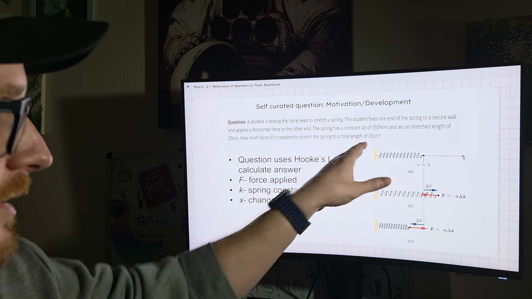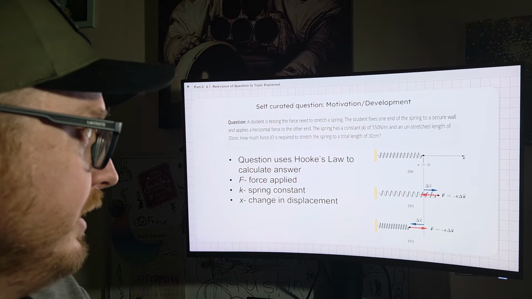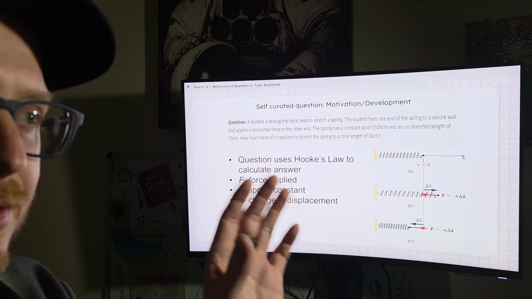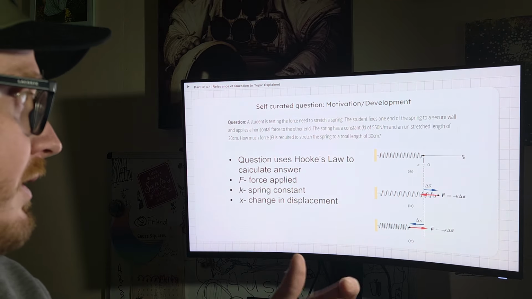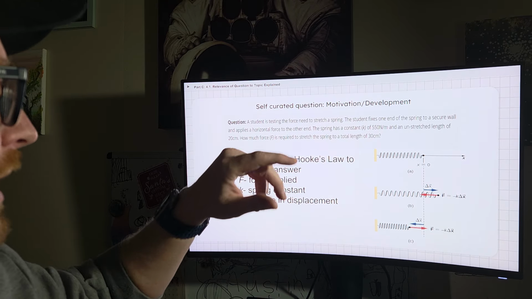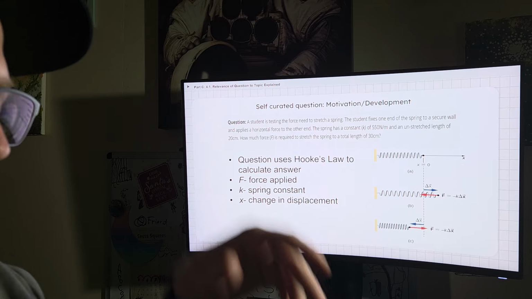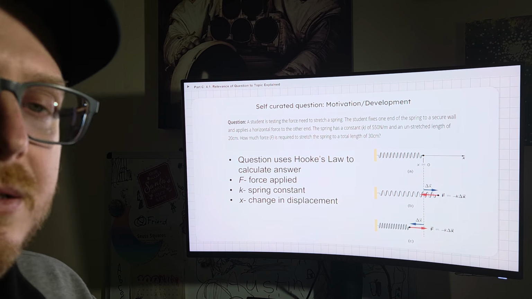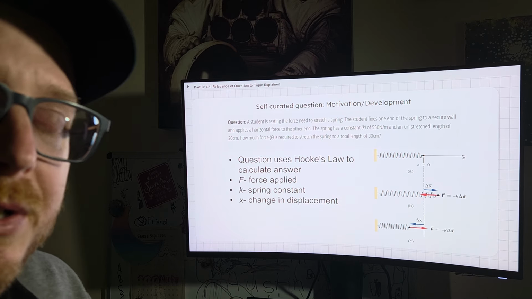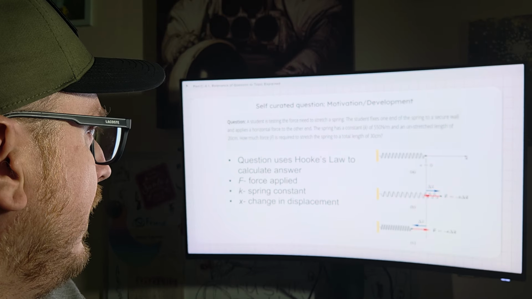So we have the constant, which is just the stiffness of the spring, and then we have it secured to a wall, and the student walks up and needs a horizontal force to stretch the spring from its initial length, which is 20 centimeters unstretched, to a required length of 30 centimeters, and we're going to need to figure out how much force that's going to take.